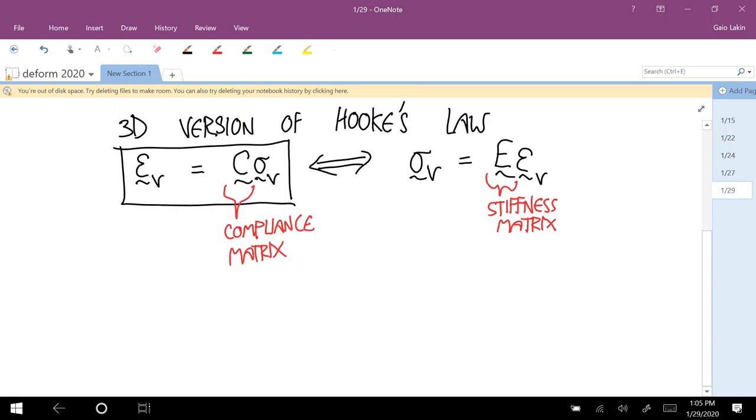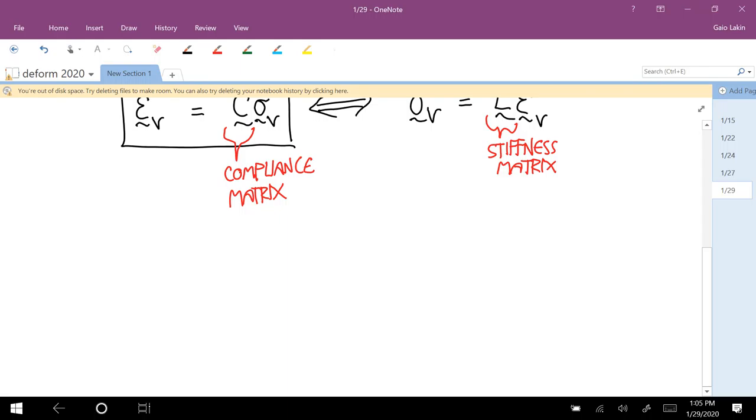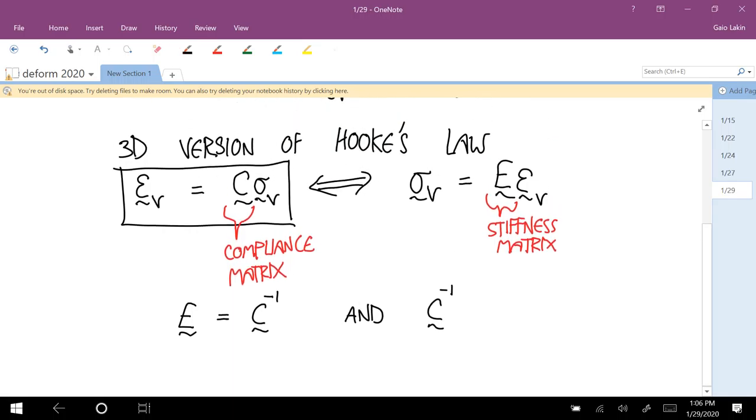What's the matrix shape of the compliance or the stiffness matrix? I'm going to do the compliance. I think I've written this before, but let me just get this down here again, where the stiffness matrix is the compliance matrix inverse and vice versa. Your calculators will do inverses for you. So if you can come up with one of these matrices, then you're good. There's no reason to know the form of the other one.